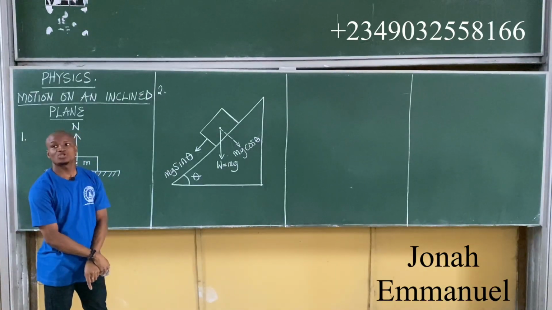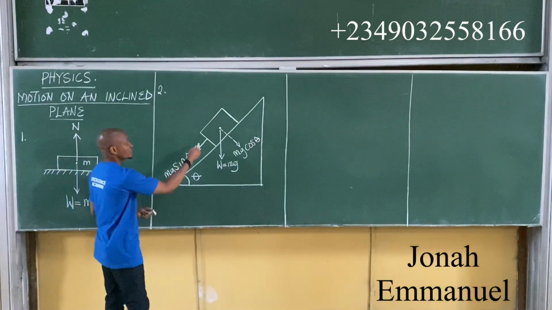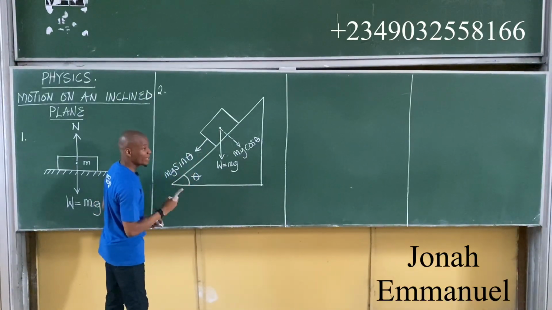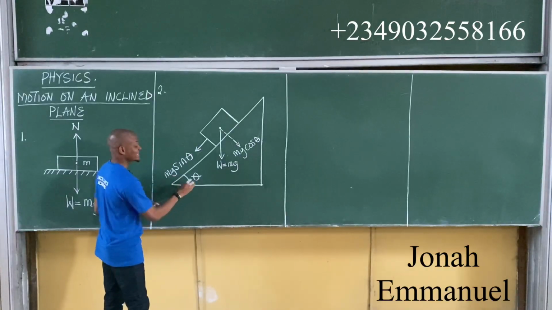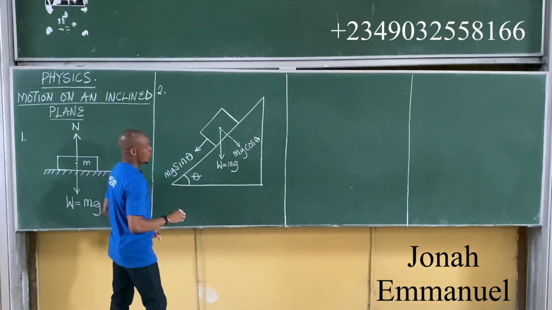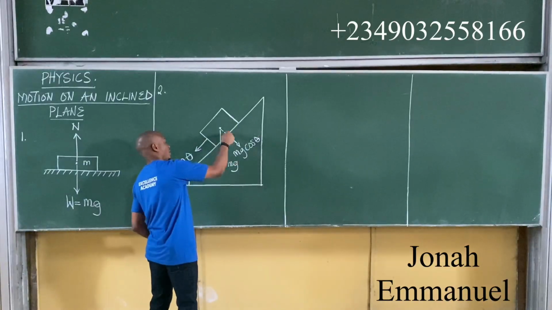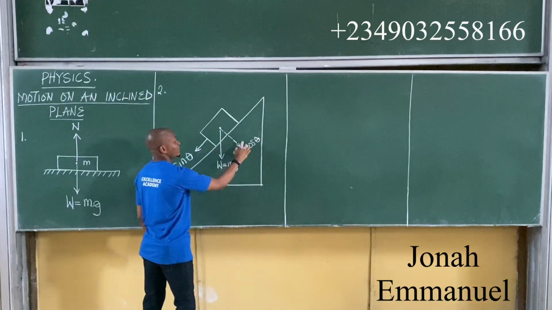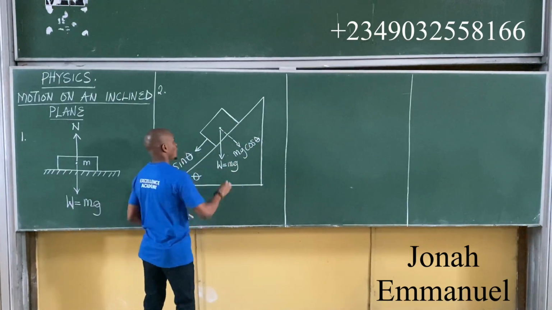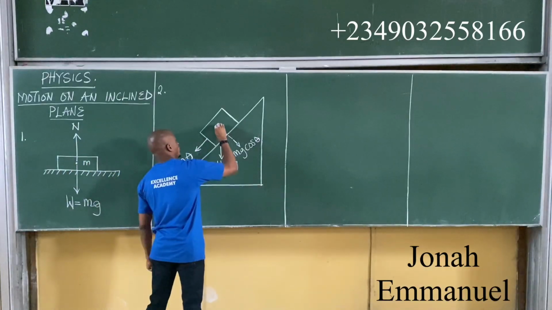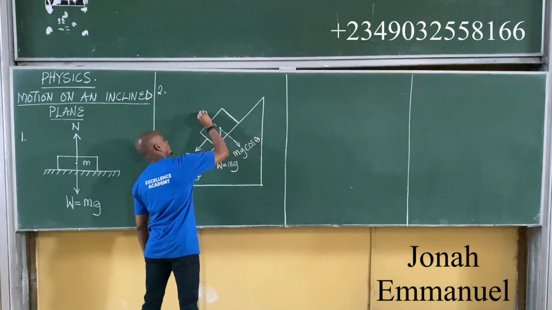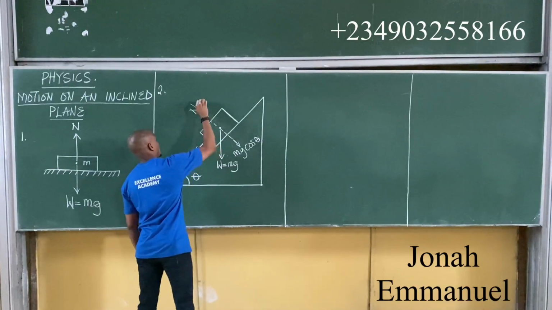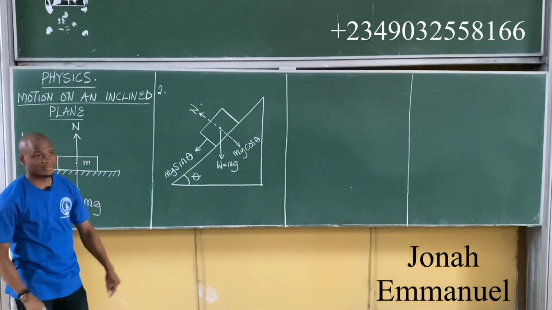So here's what you should note, please. The force responsible for a body sliding this way is always mg sine theta. Also, weight is not acting this way, it acts vertically downward. So resolve the weight this way, and it becomes mg cos theta. Of course, from here, the normal reaction goes upwards.